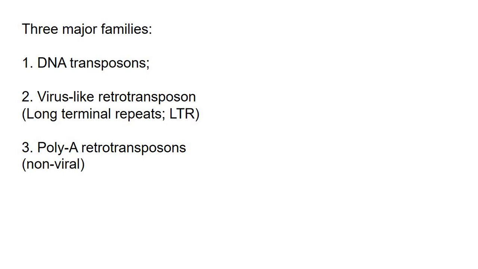Poly-A retrotransposons are a very different class, and we will talk more about those later. But these are called poly-A retrotransposons because, like mRNA, these retrotransposons also have a poly-A tail. So they are structurally very similar to coding genes or mRNA sequences.